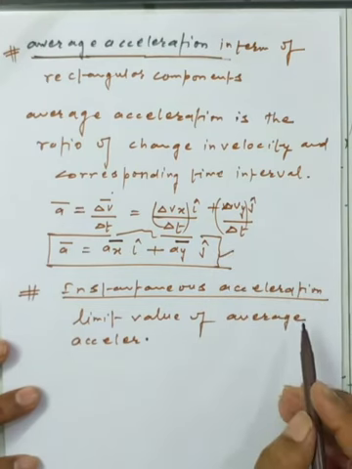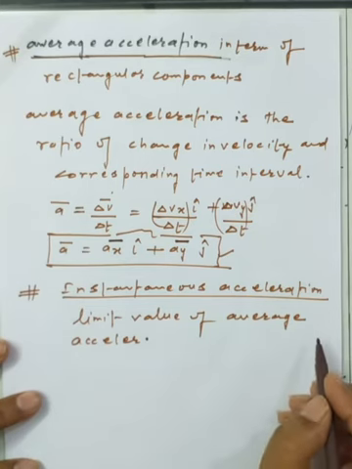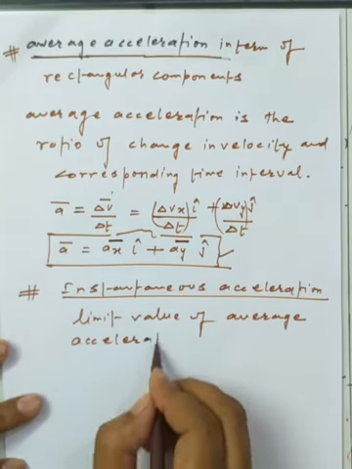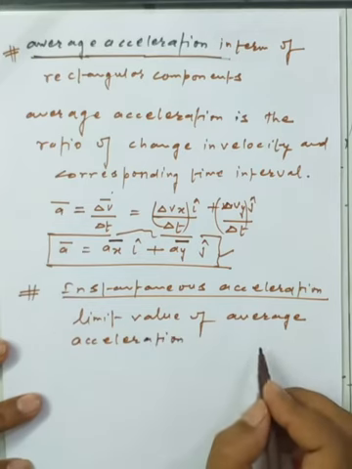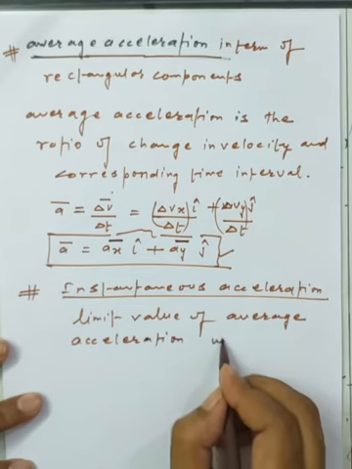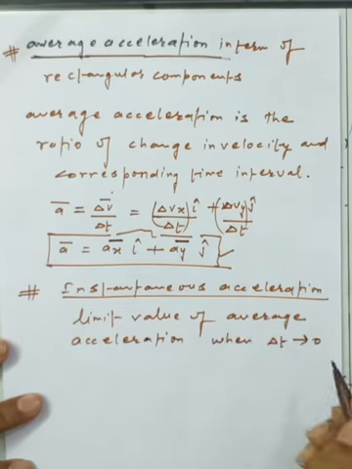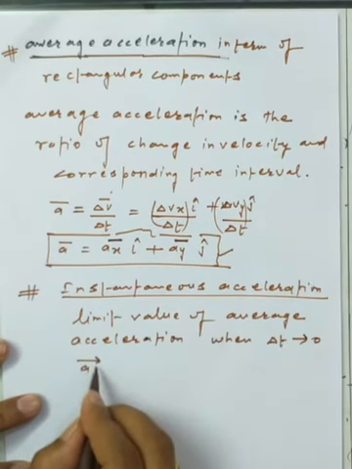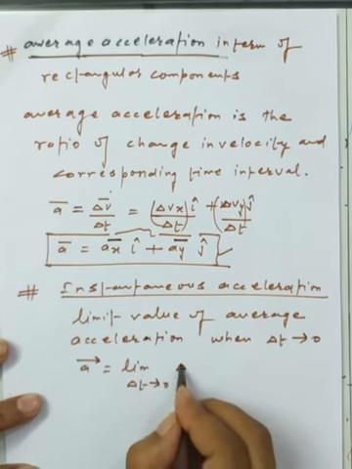Now the instantaneous acceleration. What actually is the meaning of the instantaneous acceleration? It is the limit value of the average acceleration when the time interval approaches 0 but is not equal to 0. So instantaneous acceleration is the limit delta t tends to 0.